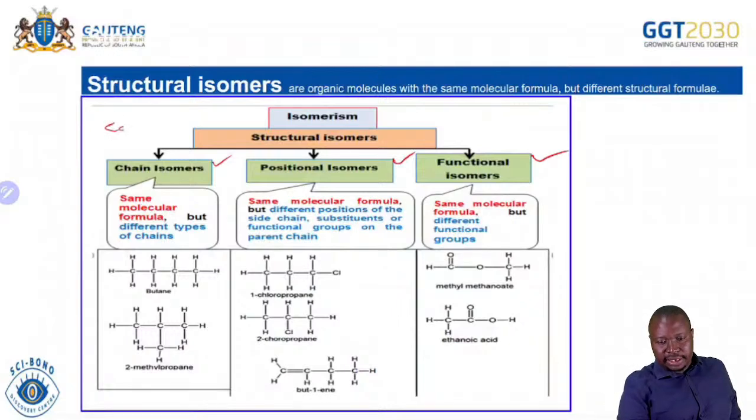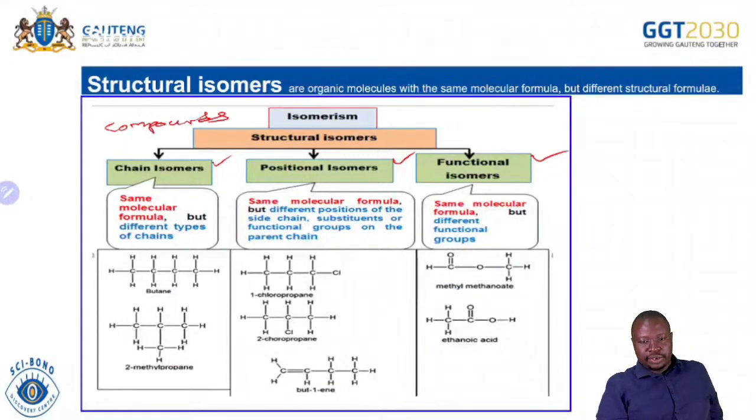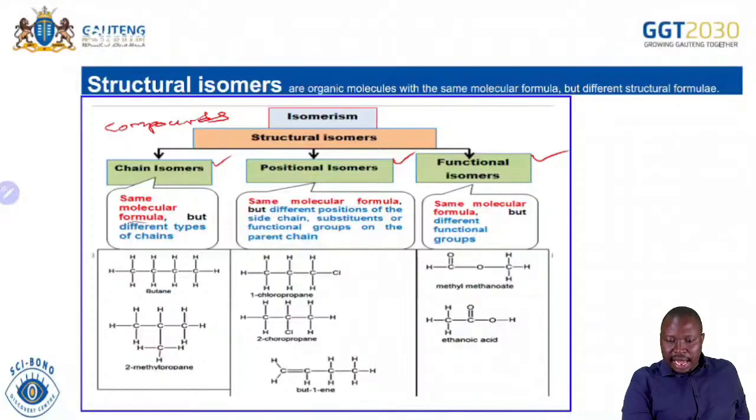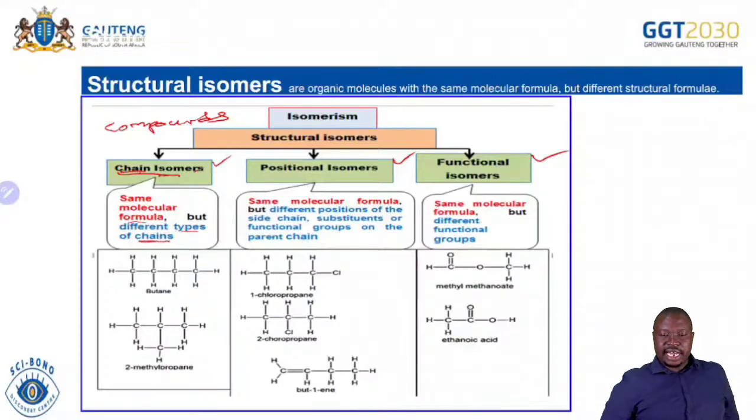You can refer to them as compounds or organic compounds. So these are compounds with the same molecular formula but different types of chains. So what is different is the name. Iso means same. So you know what is the same? Same molecular formula, different types of chain. Positional isomers: same molecular formula but different position, because they are positional.